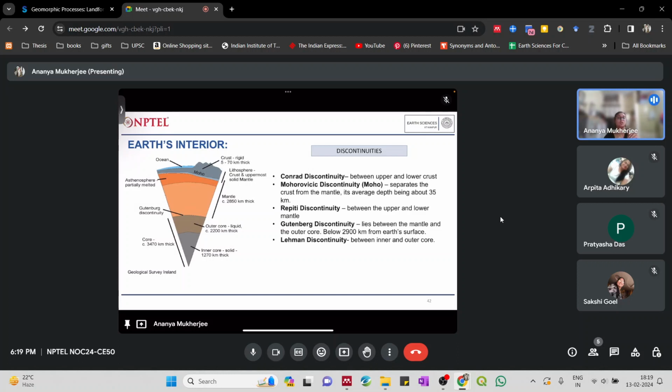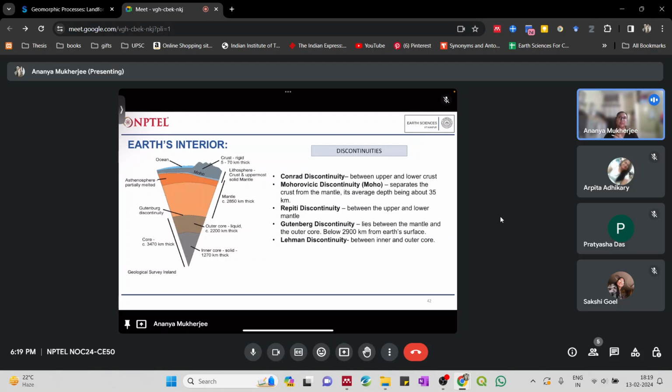Okay, so again here this is based on the mechanical differences as well as the chemical compositional differences between mantle and core. Then you have the Lehmann discontinuity. The Lehmann discontinuity occurs between your inner core and the outer core. So again, this discontinuity is where your compositional as well as your mechanical change is happening within the core itself.